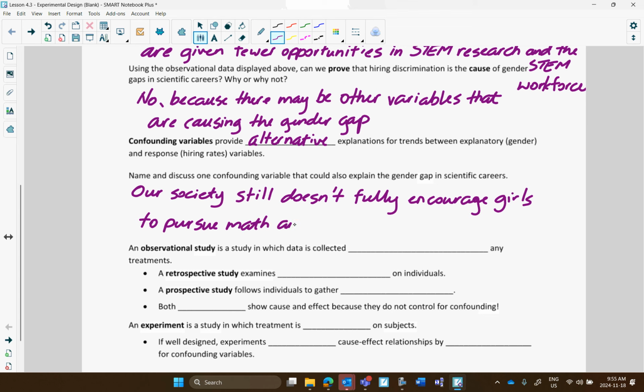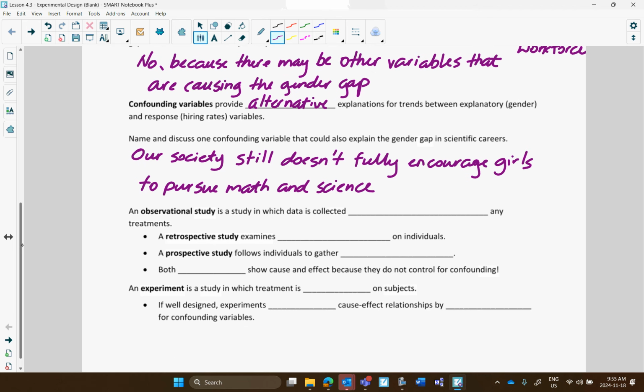Girls have heard, well, you're just not as good at math and science. You know, maybe you should consider another field. So are they going to pursue a STEM field? Well, probably not. Are they going to go for a position? Probably not. Okay. So that's the idea of confounding.